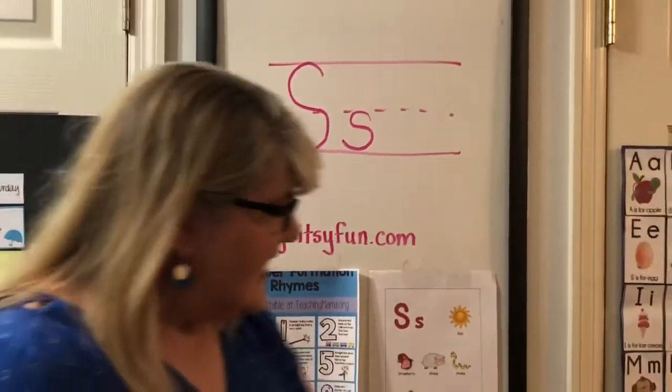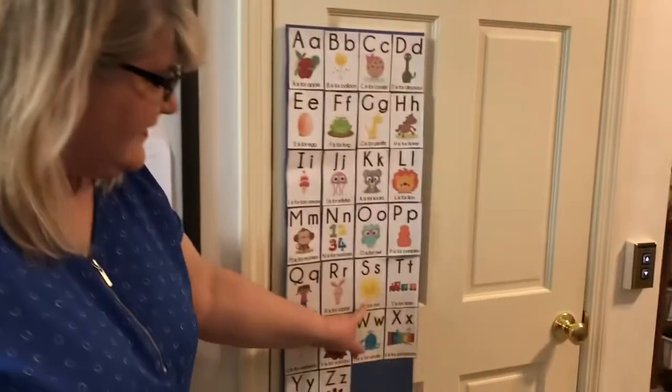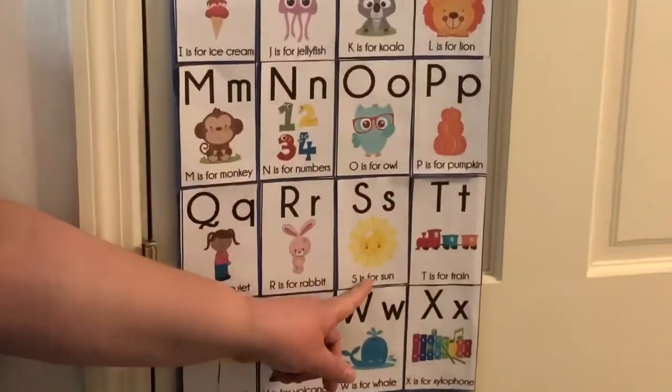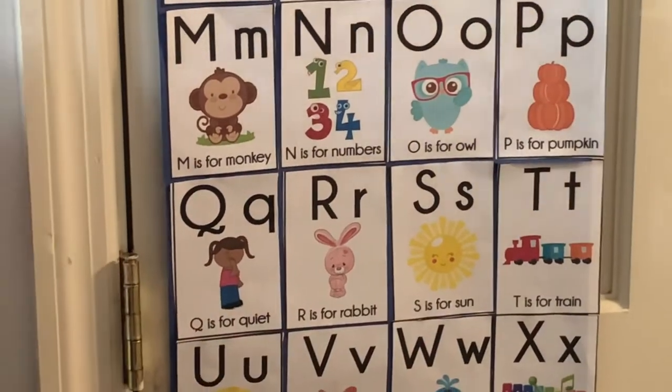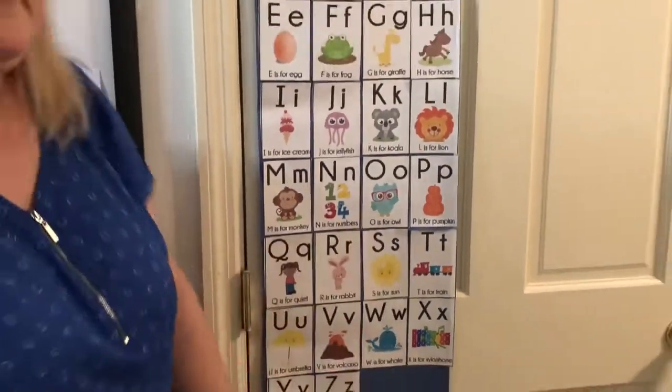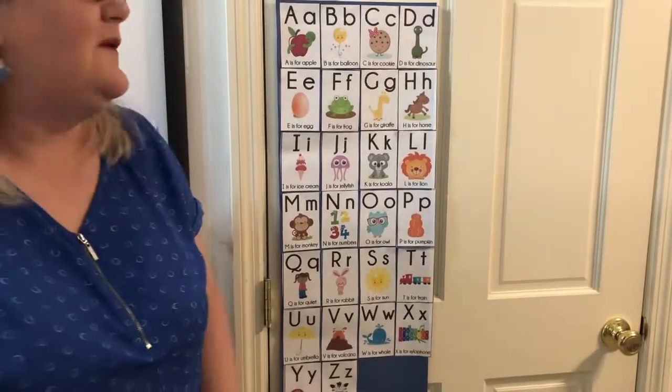Let's see if we can find the S on our alphabet chart. Here it says S is for sun. You hear the S at the beginning of the word sun. Let's sing our alphabet all the way to S now that we do when we practice at school.